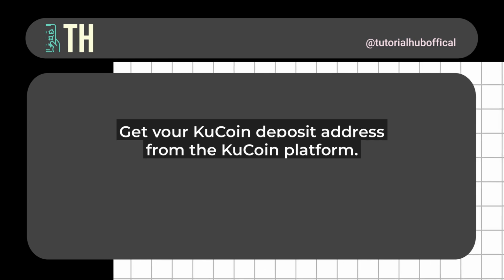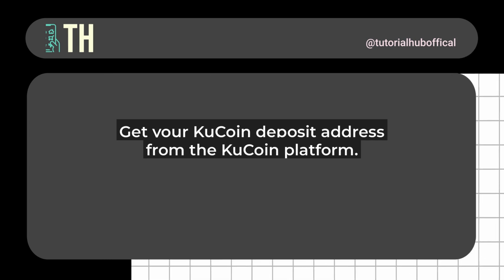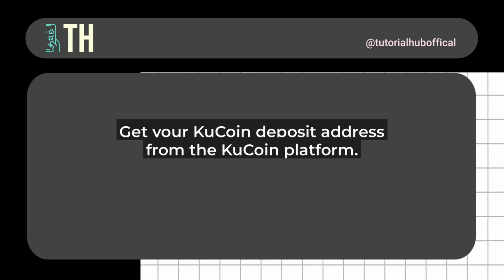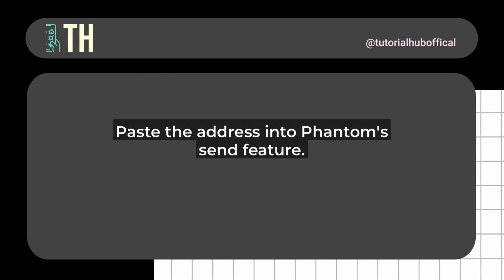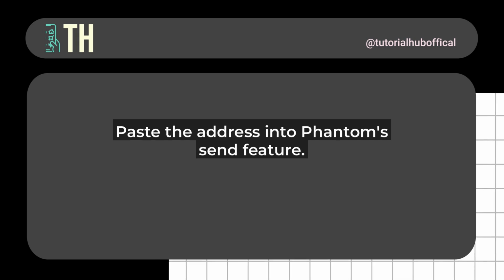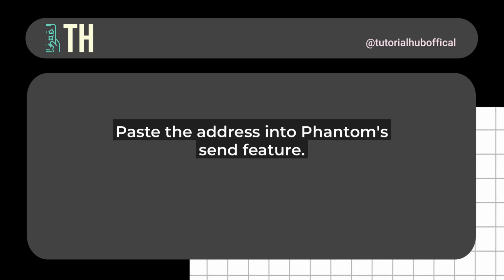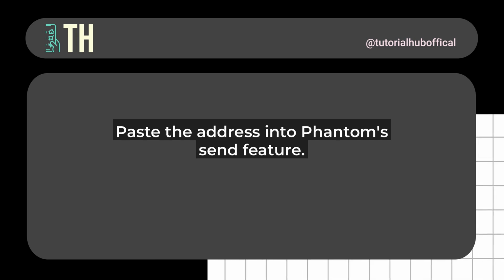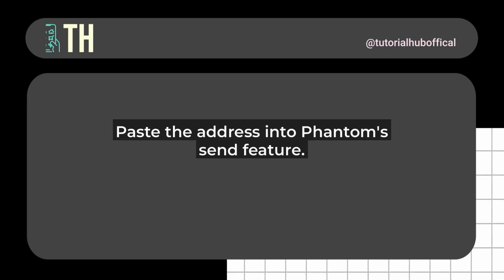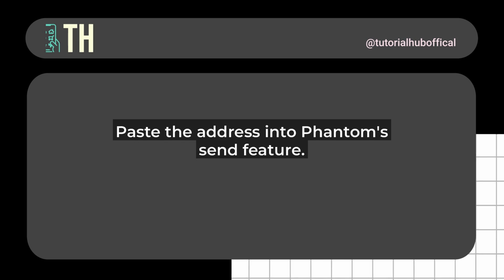Next, you'll need your KuCoin wallet address. Head over to the KuCoin website or app, log into your account, and go to the deposit section. Select Chainlink LINK from the list of cryptocurrencies. KuCoin will provide you with a unique deposit address. Copy this carefully, as any mistake could lead to lost funds.